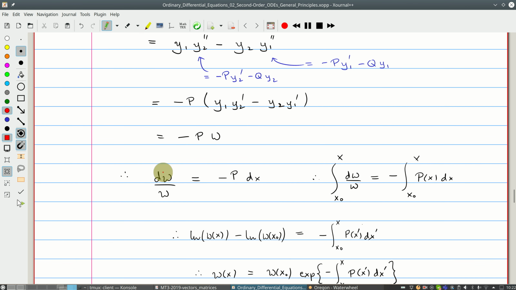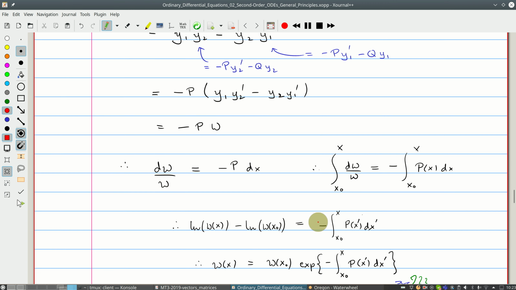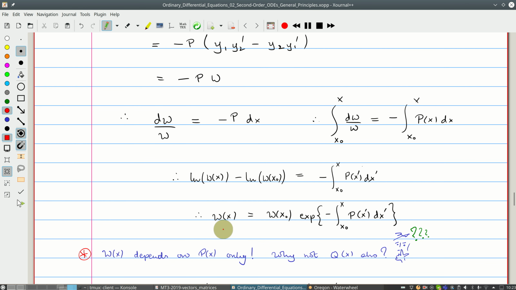And now we can solve this. So dW by W is equal to minus p dx. Integrate from some x naught to x. x naught will normally be one of the bounds of the applicability of this differential equation. And I'd like you to just convince yourself that this is the solution. The steps are here. The Wronskian as a function of x is given by some constant, the Wronskian at x naught, times the exponential of minus the integral from x naught to x of p of x prime dx prime.